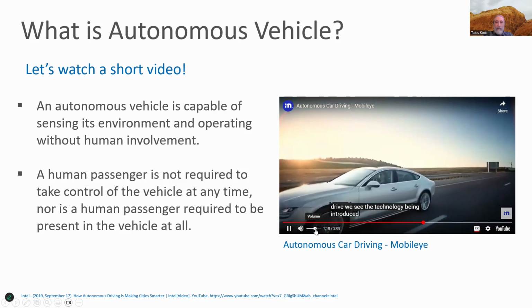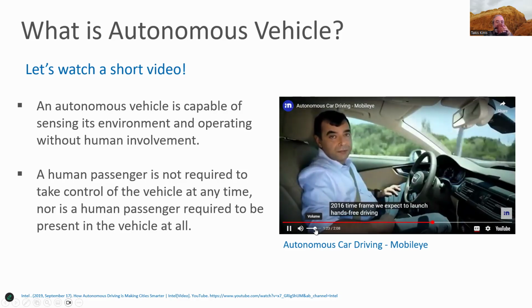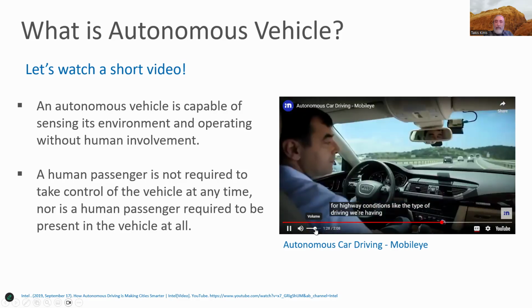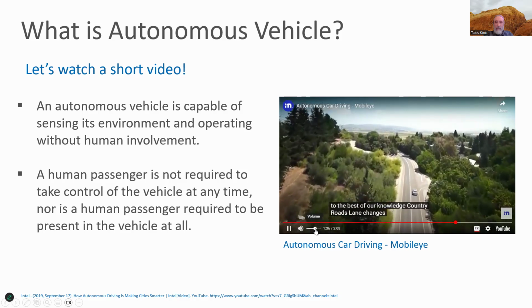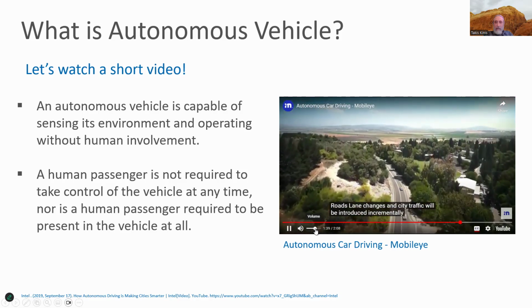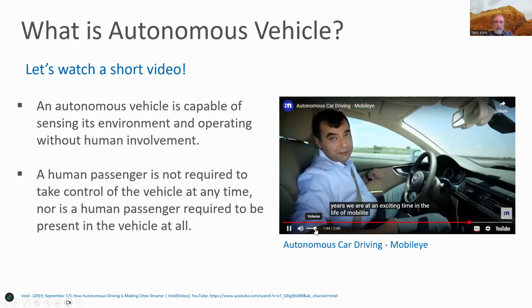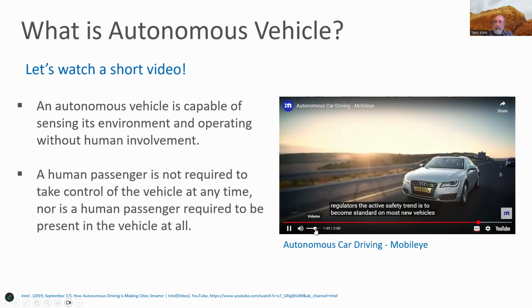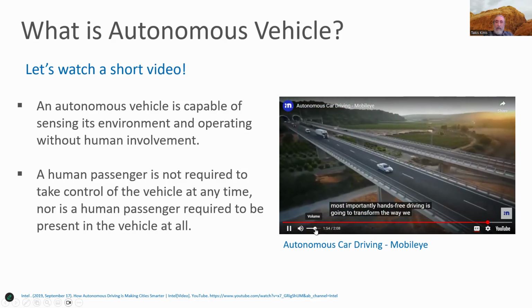We see the technology being introduced in 2 to 3 phases. In the 2016 timeframe, we expect to launch hands-free driving capabilities designed for highway conditions, like the type of driving we're having now. To the best of our knowledge, country roads, lane changes, and city traffic will be introduced incrementally over a small number of years. We are at an exciting time in the life of Mobileye. With the help of regulators, the active safety trend is to become standard on most new vehicles, and most importantly, hands-free driving is going to transform the way we drive.